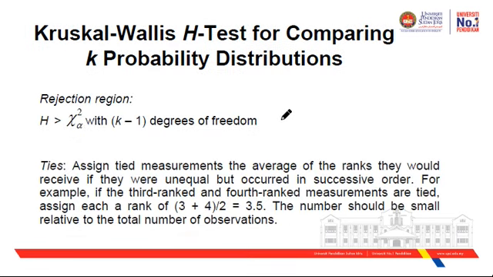This is the rejection region or your critical value, which we get from the chi-square table, given your alpha, and k minus 1 is your degrees of freedom. K is the number of categories. For ANOVA the minimum is 3, so 3 minus 1 is 2. You refer to the chi-square table with a certain alpha and degrees of freedom, then compare with your calculated test statistic H.